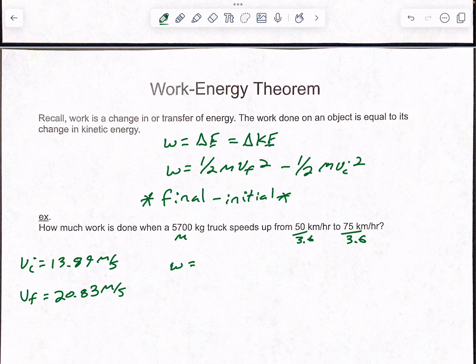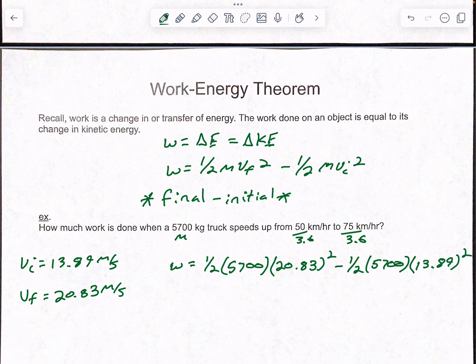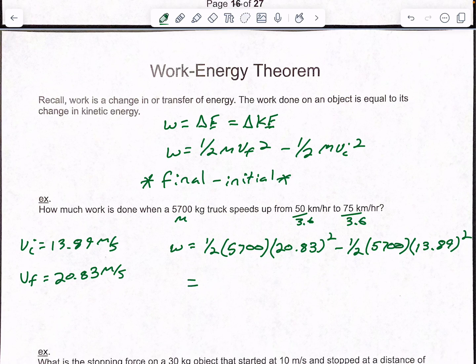So your final kinetic energy would be 1/2 your mass, which is 5,700, times your final velocity squared, so 20.83 squared, minus your initial kinetic energy. So 1/2, your mass is still 5,700, and your initial velocity is 13.89, squared as well. You're going to get a big value here, which is okay. We're talking about a very heavy truck that's speeding up. So you're going to get 686,726.88 joules.